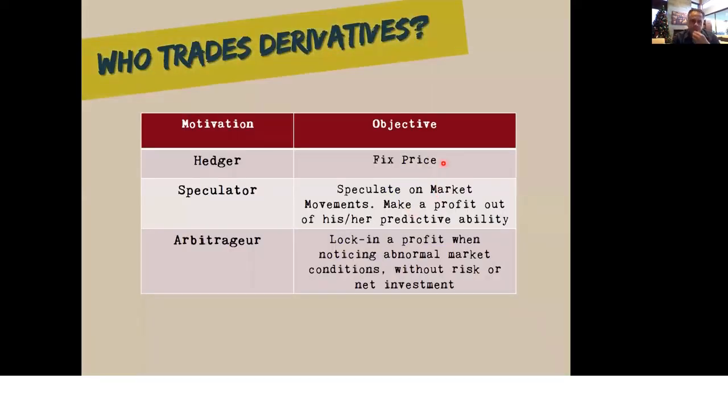We will also take a look at different motivations of investors. You can be a hedger, in which case your objective is to fix the price. You can speculate on the market movements, which means that you will take a bet, basically. That's what you are doing, taking a bet on the market movements. And you can either, of course, have a profit or loss on that position. And we will analyze an arbitrager, which is someone that observes an abnormal condition in the market and will take advantage of that.